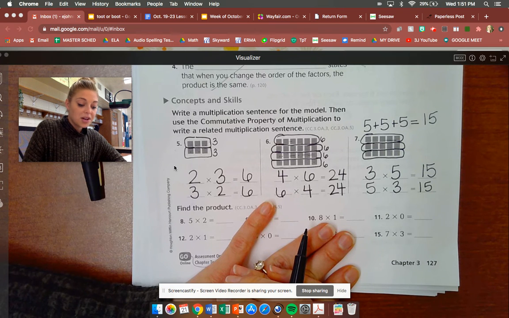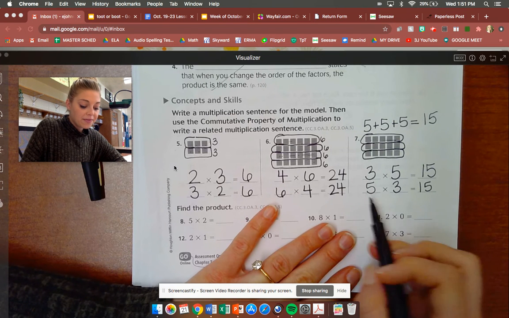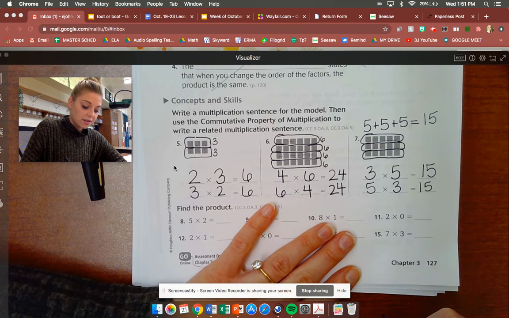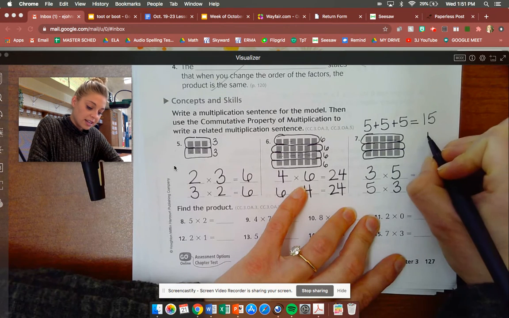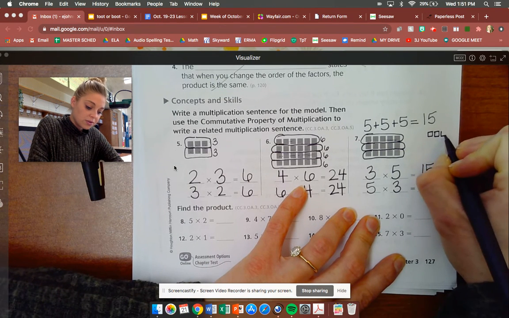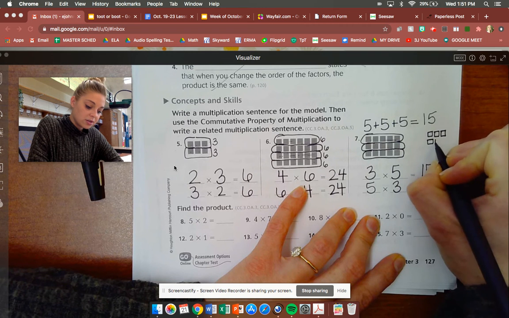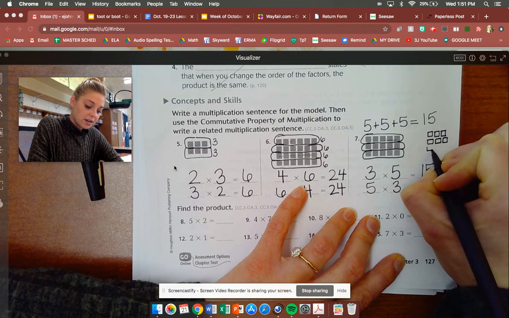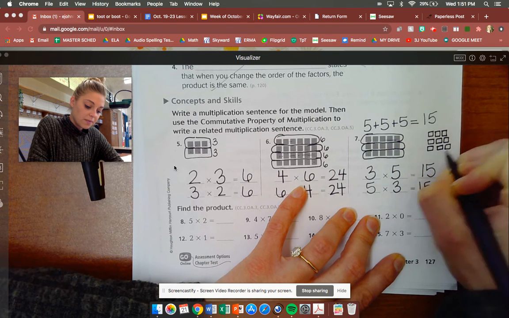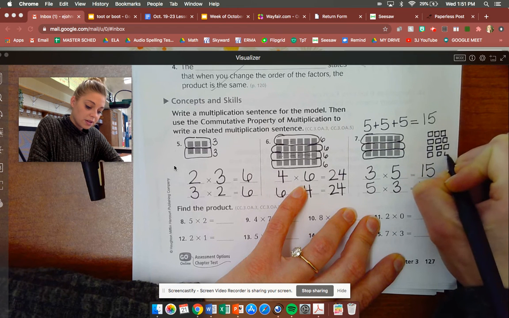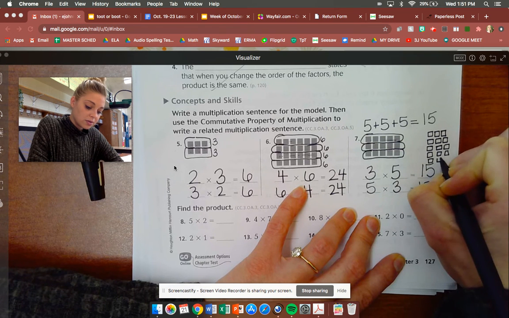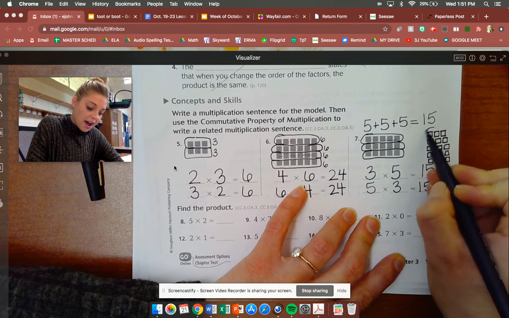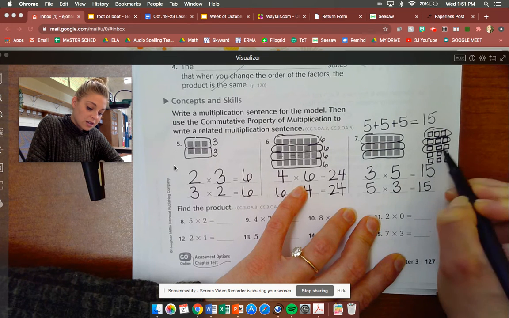Yes, it would. We would have 5 rows of 3. It would look a little bit different. It would actually be 5 rows of 3 like this. 1, 2, 3, 1, 2, 3, 1, 2, 3, 1, 2, 3, 1, 2, 3. Here's my 5 groups of 3.